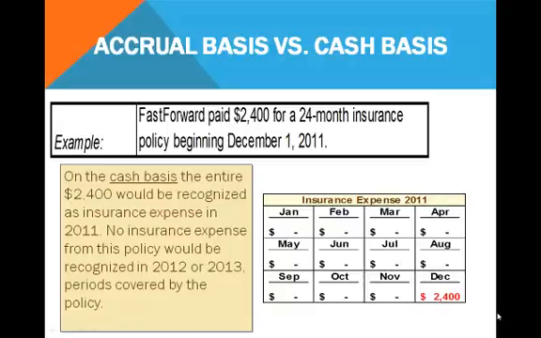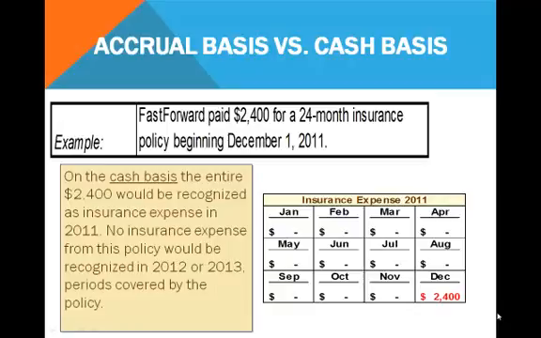In our first transaction on December 1, 2011, Fast Forward paid $2,400 cash for a 24-month business insurance policy. So they've paid in cash for something that's going to cover 2 years, 24 months. On the cash basis, the entire $2,400 would be recognized as an expense in 2011, even though the policy provides protection for 2011, 2012, and 2013.